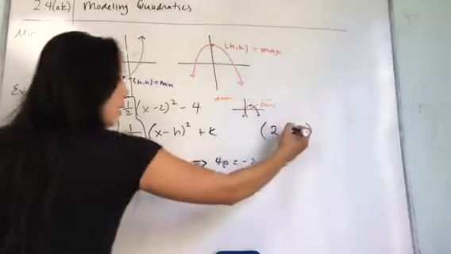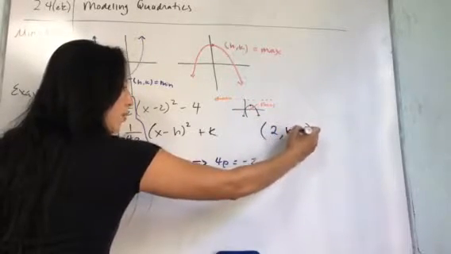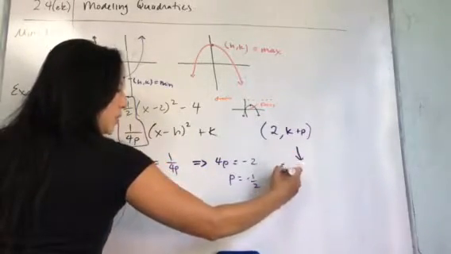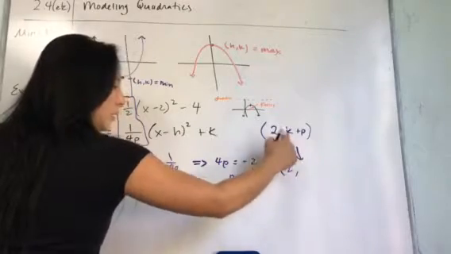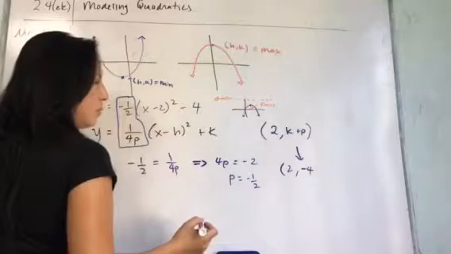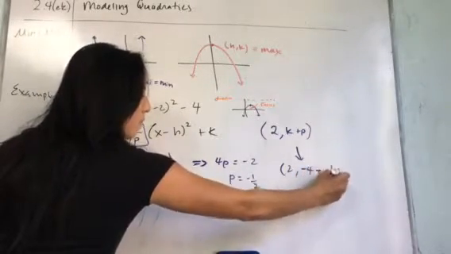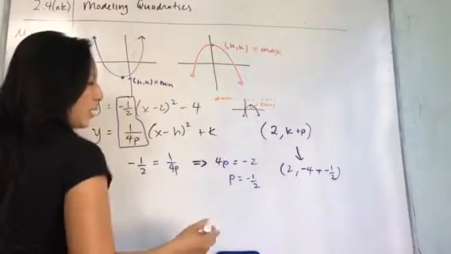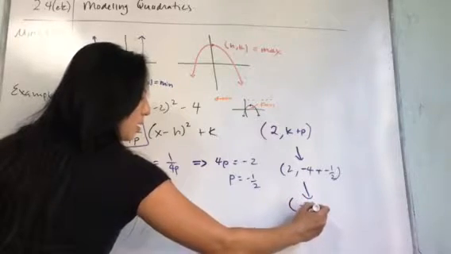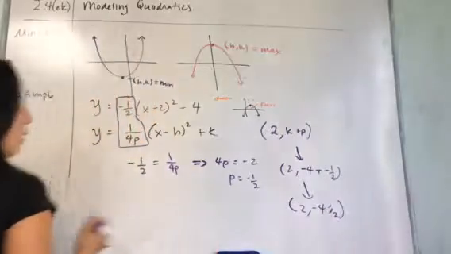And so to find the y-coordinate in this case, we have to take our k and add to it what we found, which is p. So if we continue this, it's going to be 2, comma, k, which is -4, and it's going to be plus -1/2. My picture is not quite to scale. So basically the focus is going to be 2, comma, -4 and 1/2.